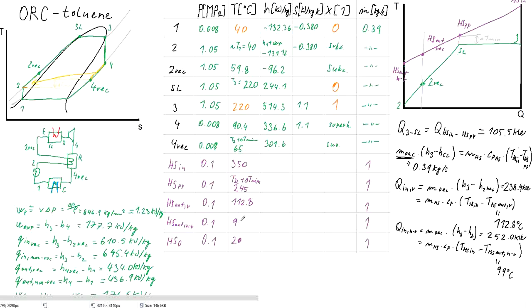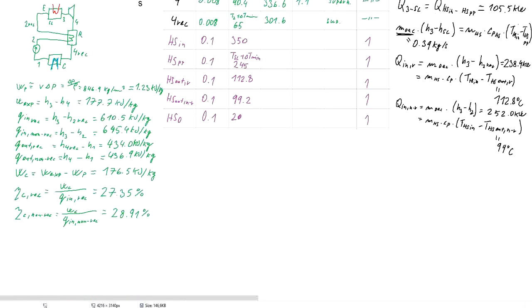So 99, more precisely 99.2, goes in here. If there is no issue with the heat source fluid conditions to go down to this temperature, recuperation basically does not make any change, because the work of the cycle would still be the same. Now let's have a look at this work of the cycle.